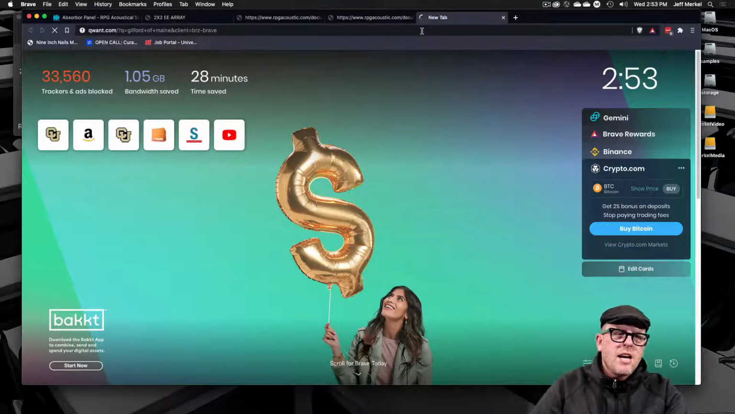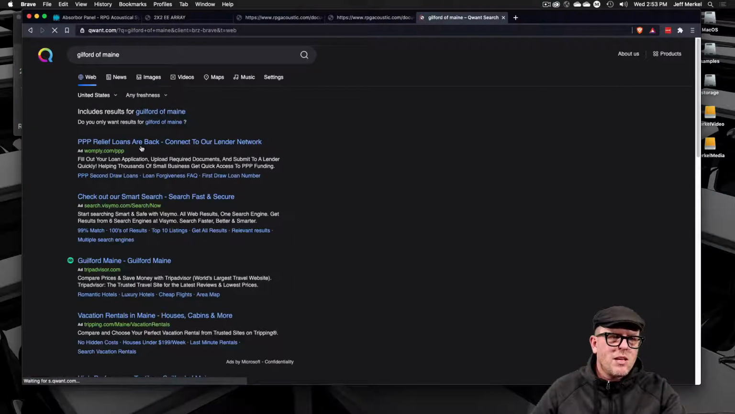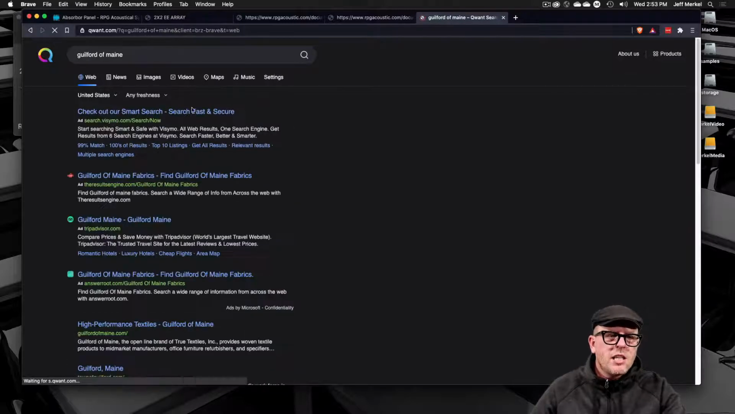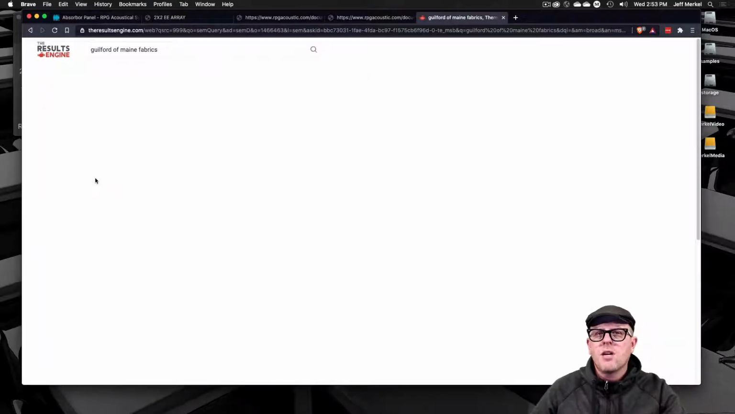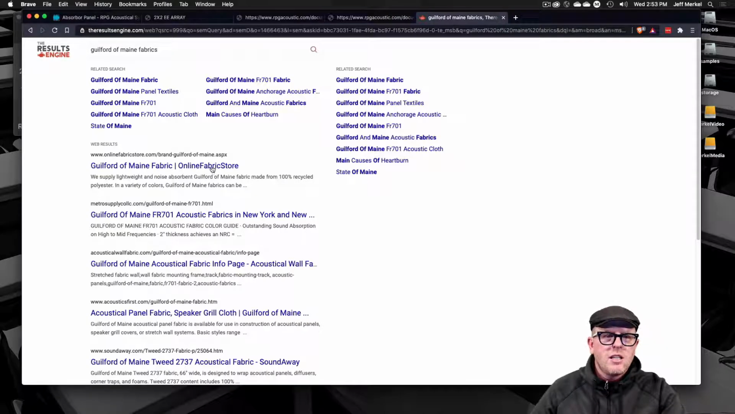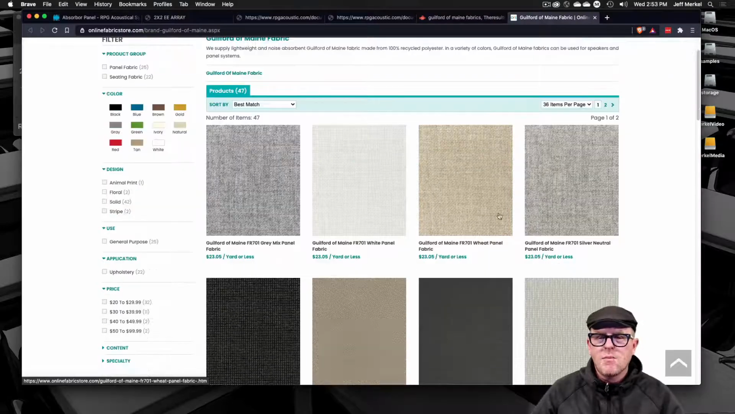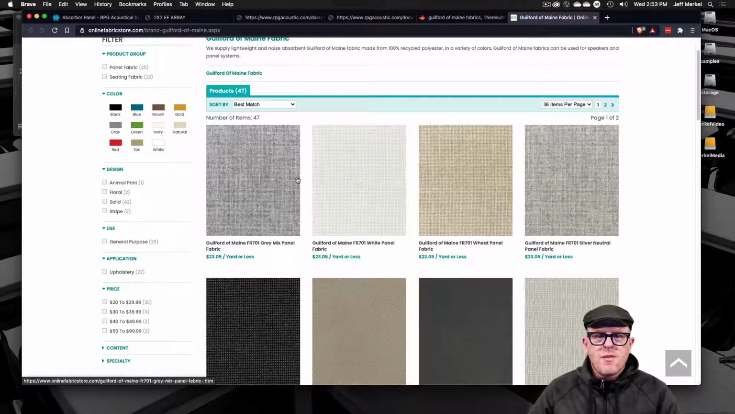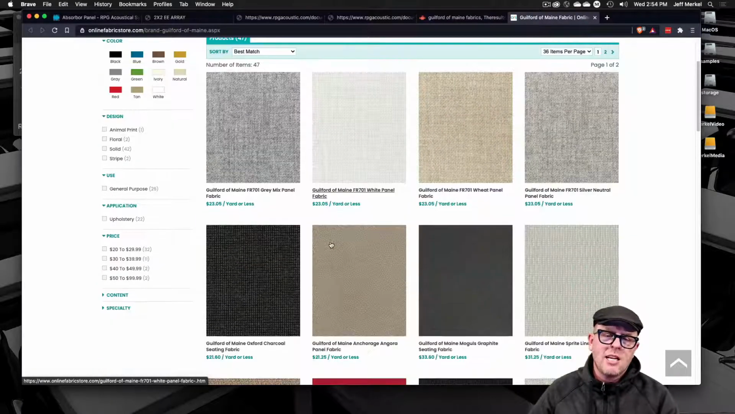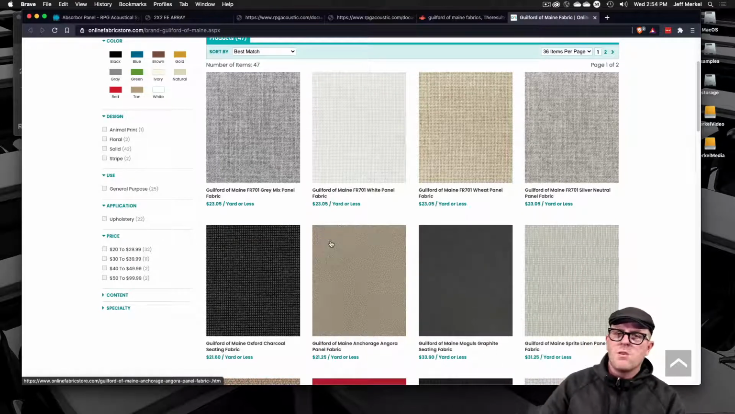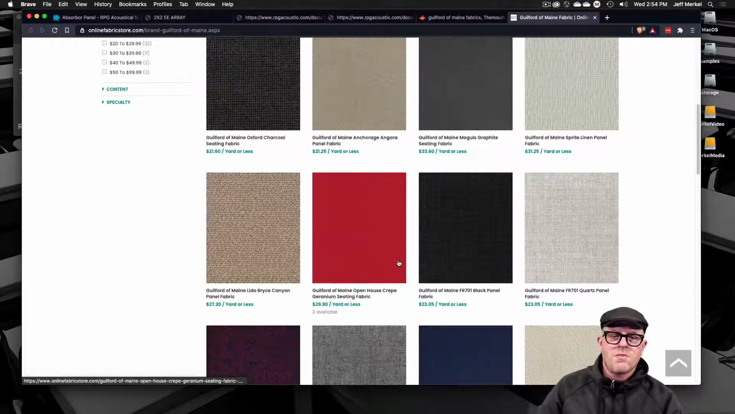The fabric of choice, by the way, is, I don't know if it's Guilford of Maine. I don't know how you spell it. I can't remember. It's been a long time. Guilford. There it is. Guilford of Maine. This is the Guilford of Maine fabrics. By and large, if you want to cover your acoustic tiles, this is what most people use. This is the fabric that you see. It's called Guilford of Maine, and like I said, it's by and large the most used acoustic covering fabric out there.